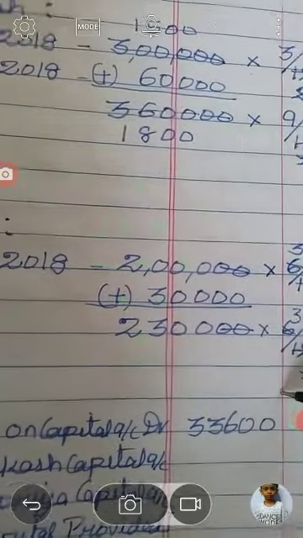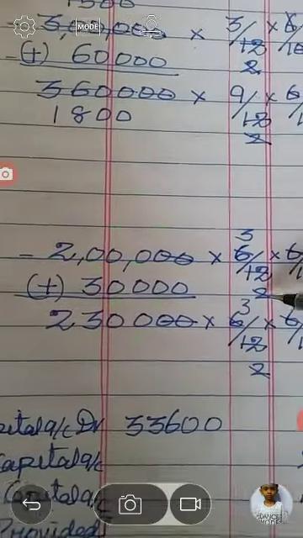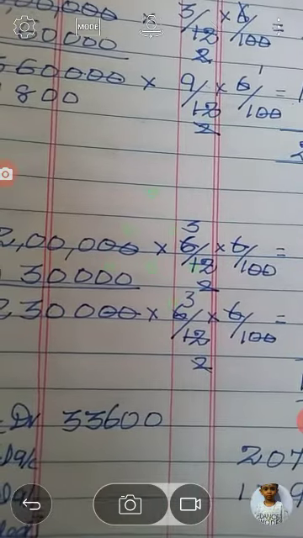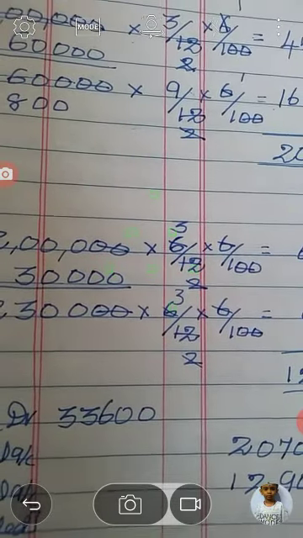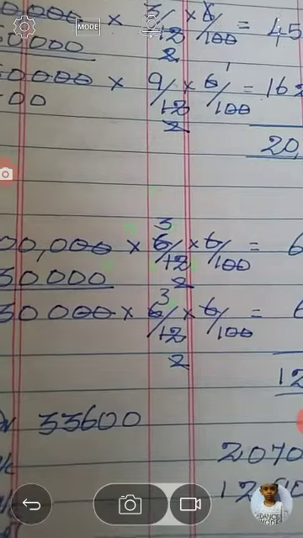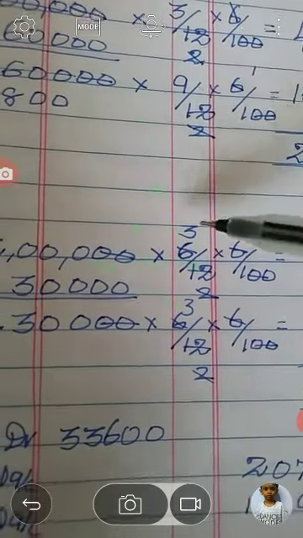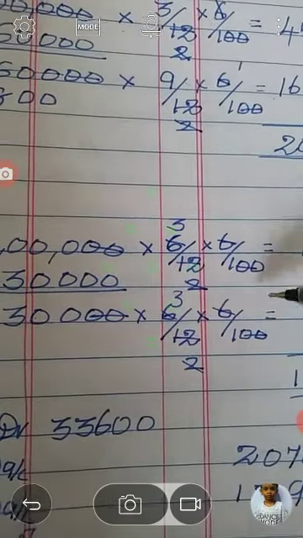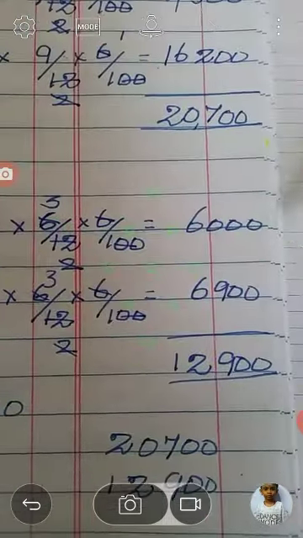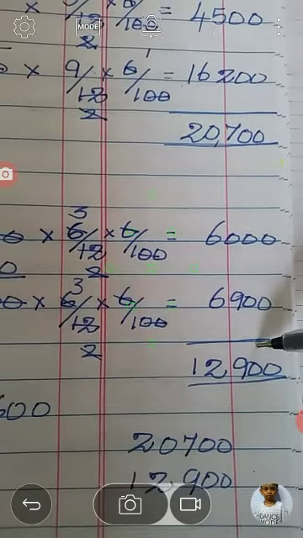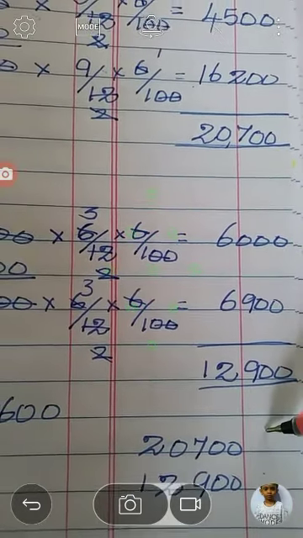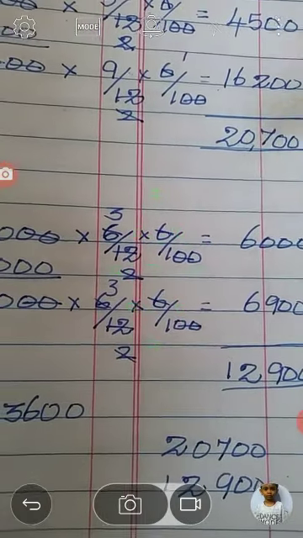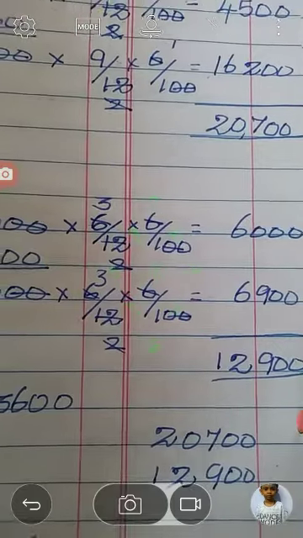So 2,30,000. Here for the 2 lakhs, we take an average period of 6 months. The date of additional capital introduced during the year is not given in the problem. The interest is to be calculated for an average period of 6 months. So 6 by 12 into 6 by 100. If we cancel this we get 6,900. The total is 12,900. So Prakash's interest on capital is 20,700, then Supriya's interest on capital is 12,900.